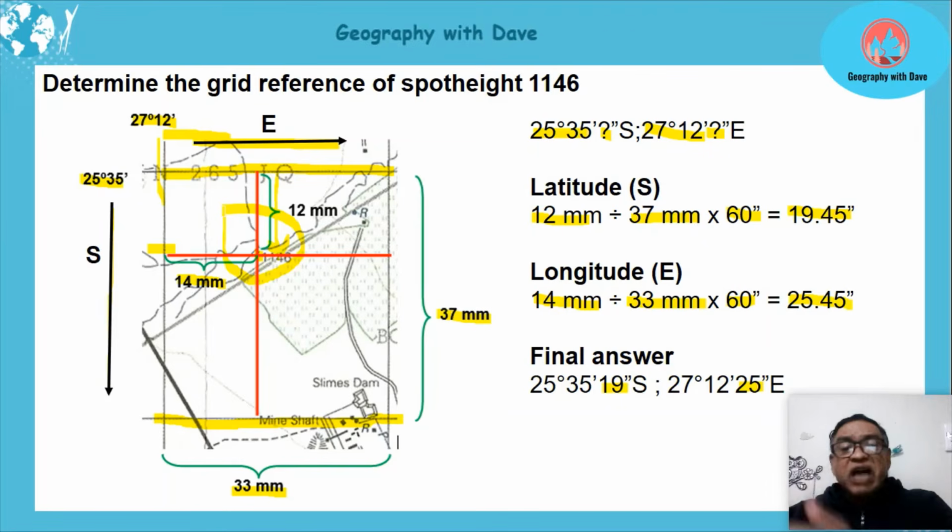So we have worked out our grid reference, and this is the methodology. Once again, I'm saying to you, it must be degrees, minutes, and seconds. It can't be 27 degrees, 12.2 minutes. No, you must have degrees, minutes, and seconds. Okay, learners. Now, there's one more step here.